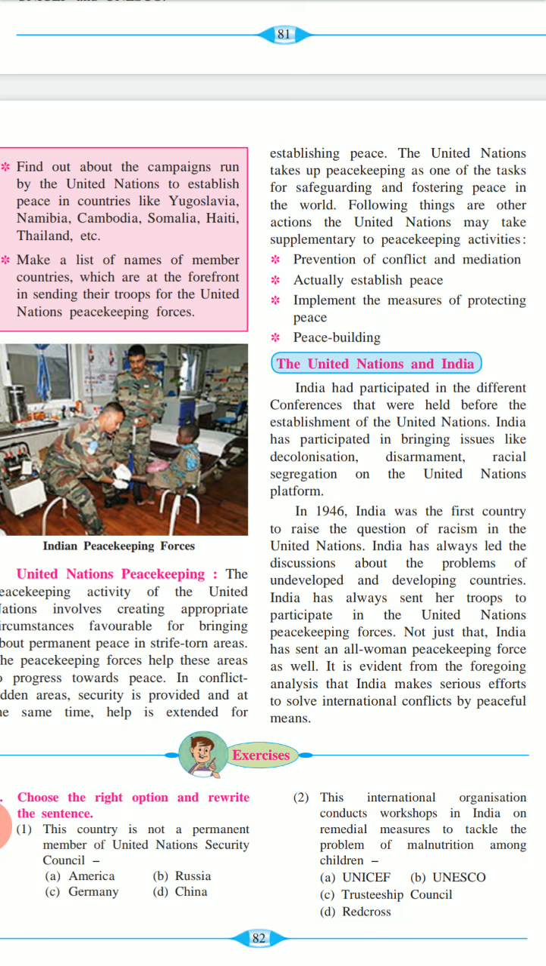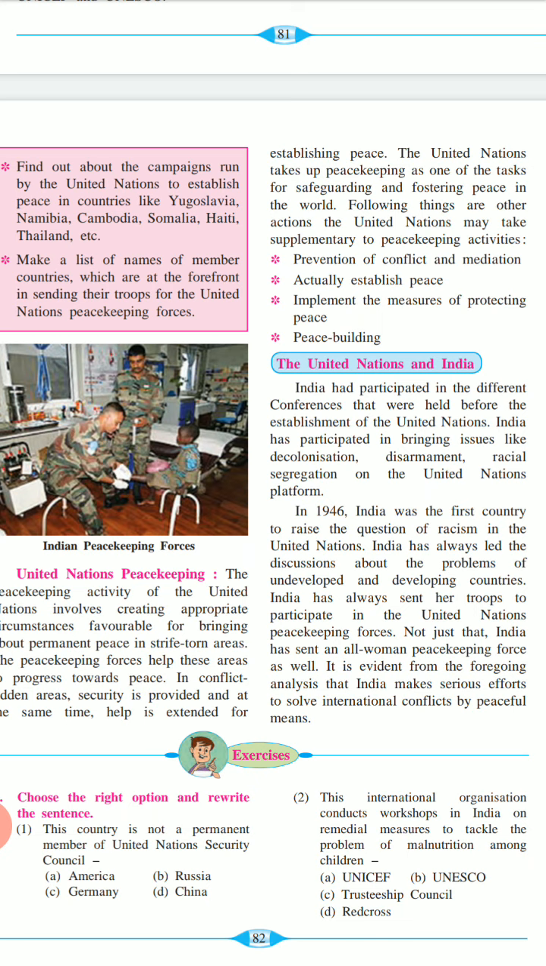It is evident from the foregoing analysis that India makes serious efforts to solve international conflicts by peaceful means. So, students, in 1946, India was the first country to raise the question related to racism. Racism was there all over, but nobody raised the question in front of the United Nations or other countries. India was the first nation to put up such a problem in front of all the nations, so that it can be resolved and the peace and harmony of all the countries can be maintained.